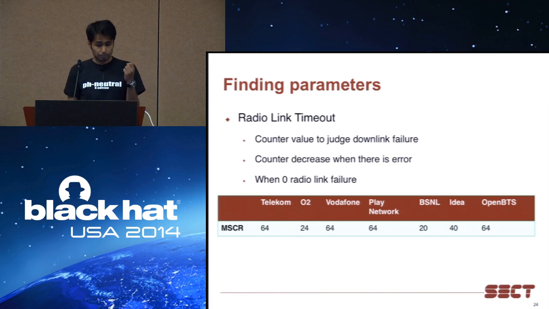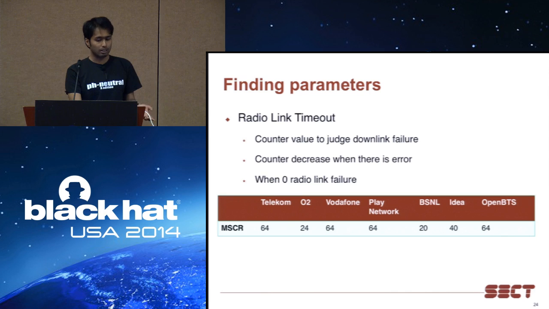For example, if you see this BSNL, which has a 20, because the lower the value, the radio link failure will be less. The call drops will be pretty less actually. If you have huge traffic, they set the lower value. So BSNL in India, we found this setting as 20.